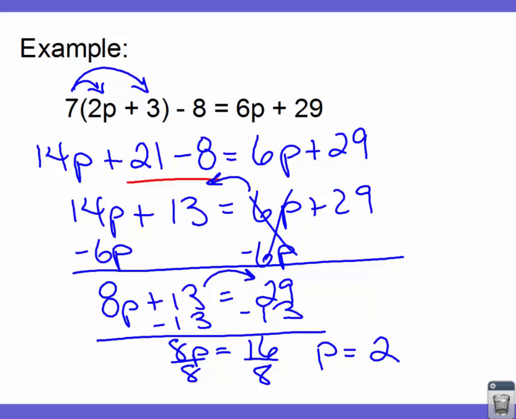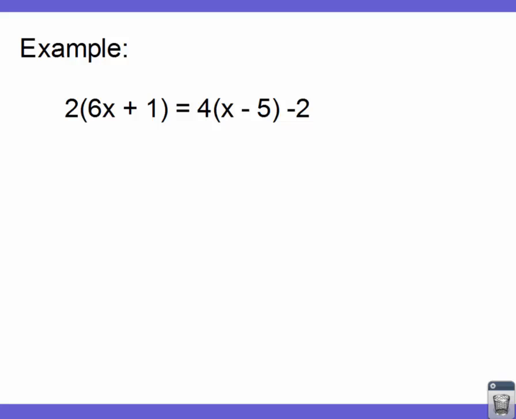Let's see if we can try one more, and then we'll be ready to apply this. So here's one with the distributive property on both sides. So pause the video for a moment and see if you can answer this problem. Okay, let's see how you did. So I'm now going to distribute the 2 to the 6x and the 1 to end up with 12x plus 2 is equal to, and then I'm going to pass the 4 out to the x minus 5. Now we could go ahead and change that, and that will take care of the minus for us.